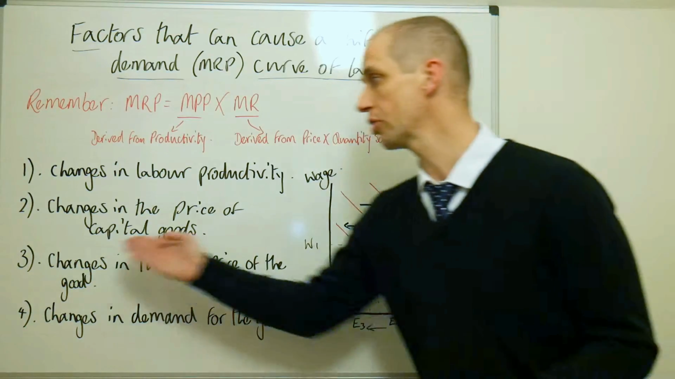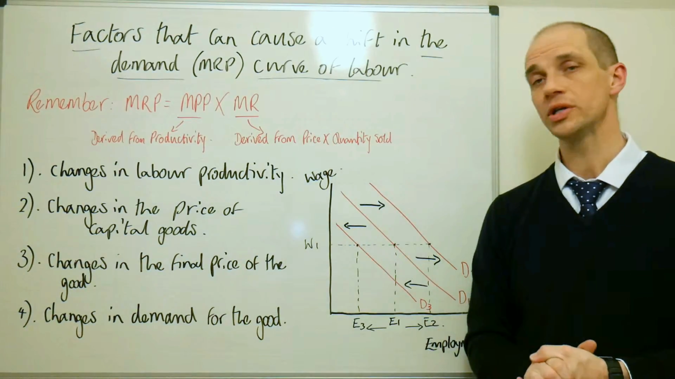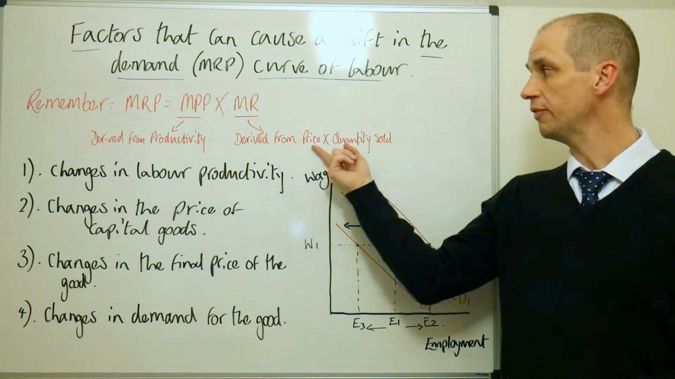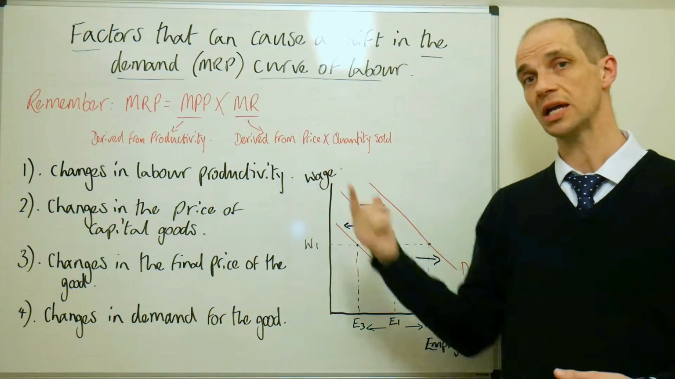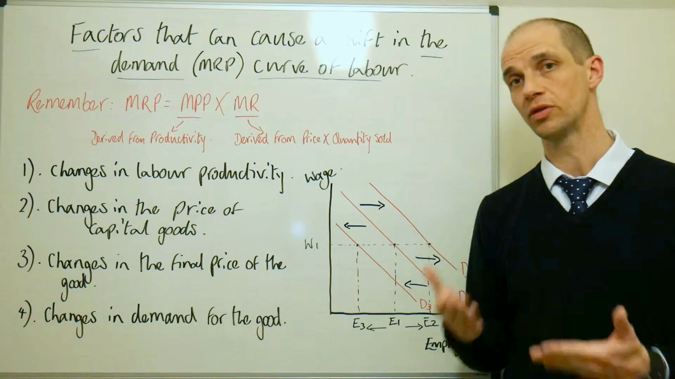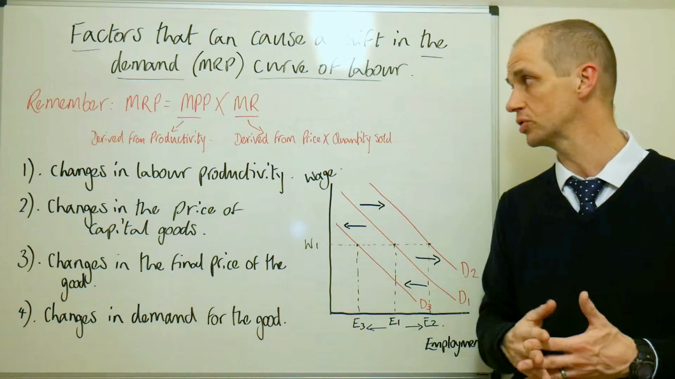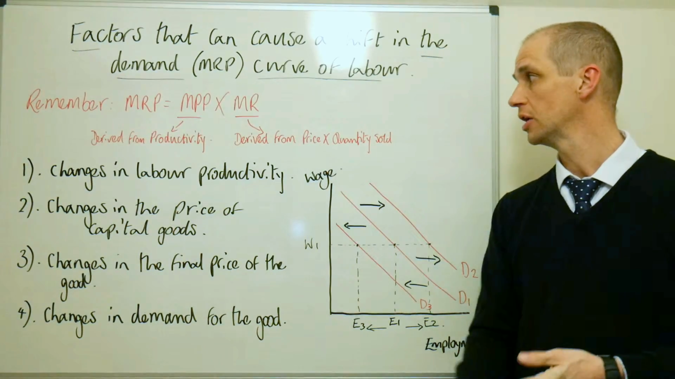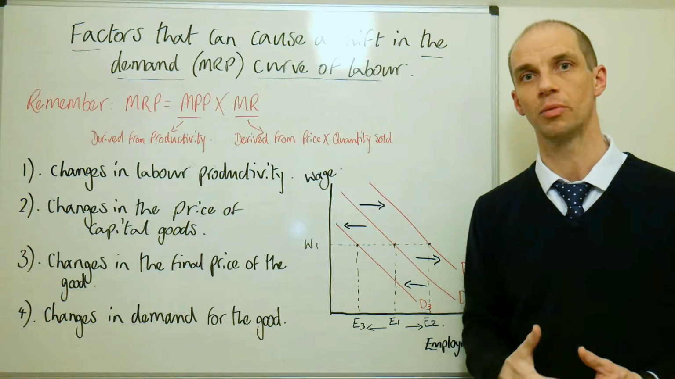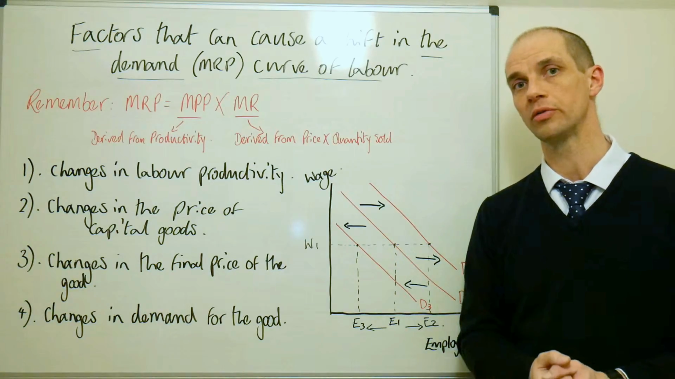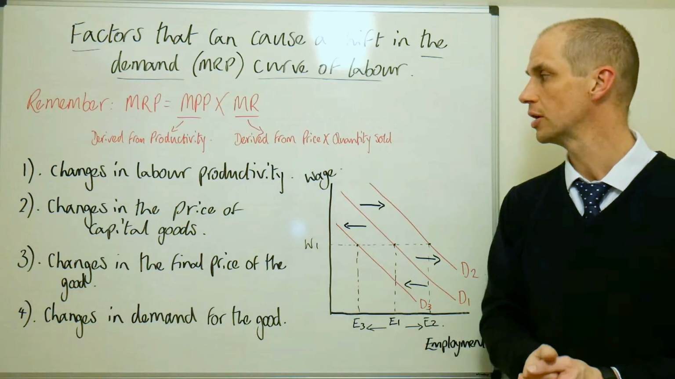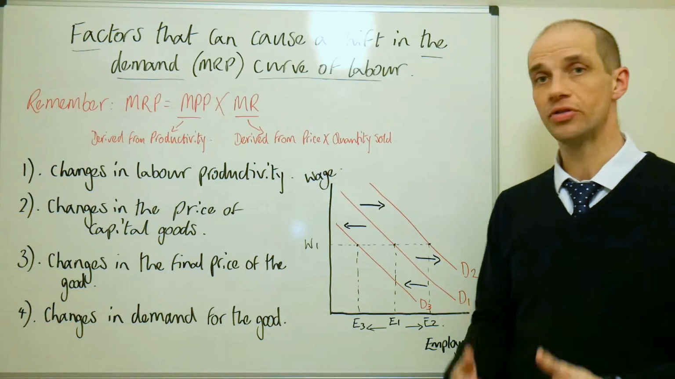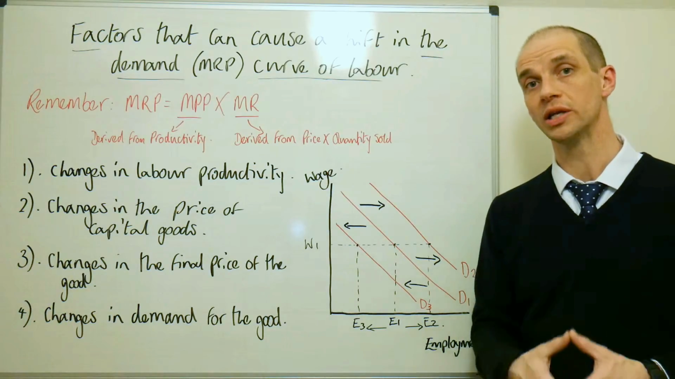Okay, our third point is changes in the final price of the good. Now this relates to this side of our calculation. So if there is an increase in the final price of the good that is being produced by the labour force, then again that will translate to an overall increase in the marginal revenue product, assuming that that's coming from an increase in demand, rather than simply cost push inflation, for instance. Okay, so that would then boost the level of demand for employees in that sector.